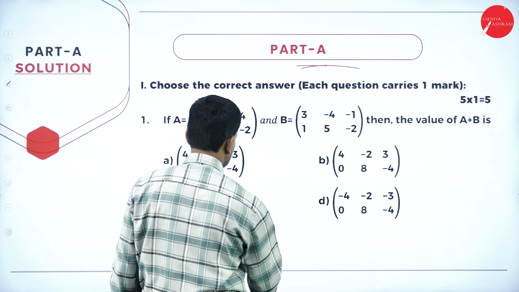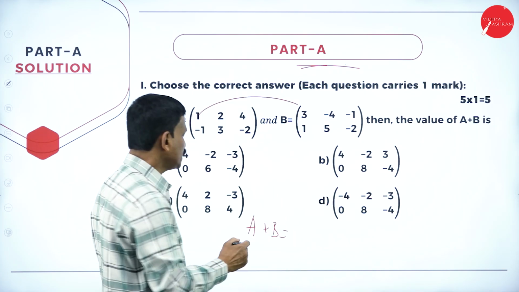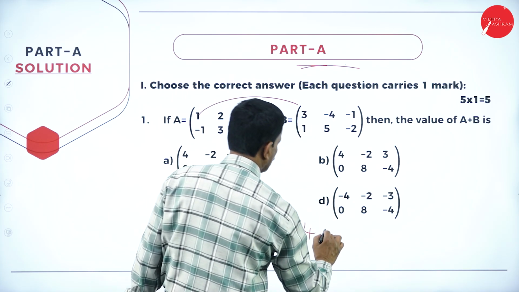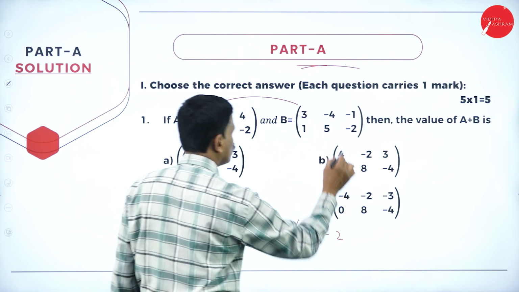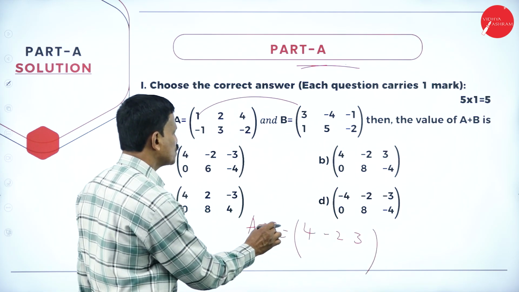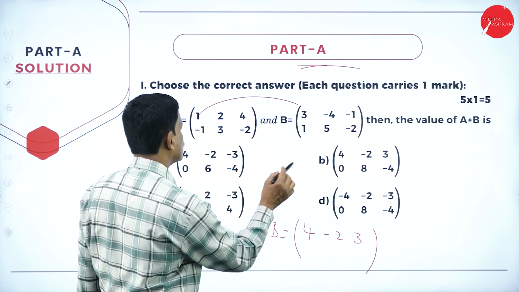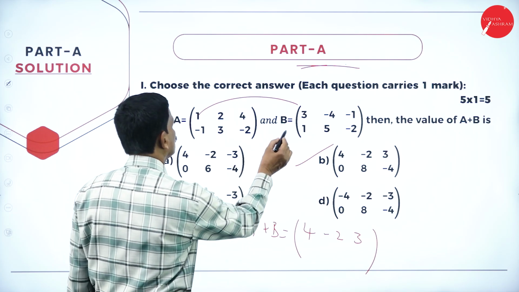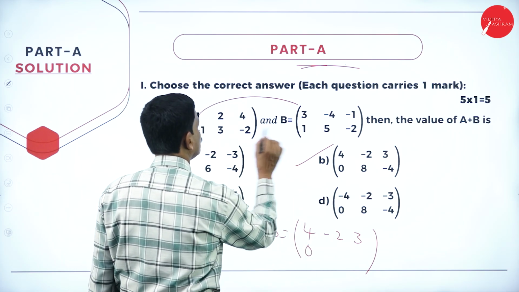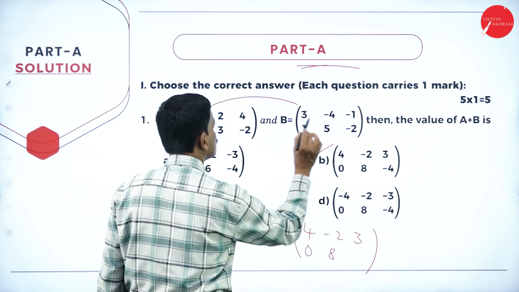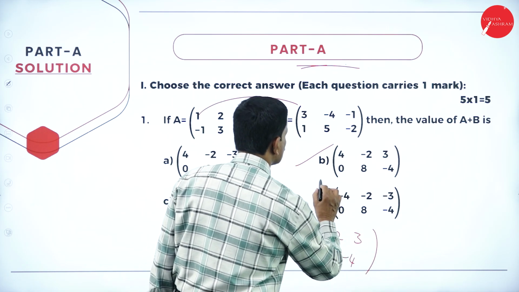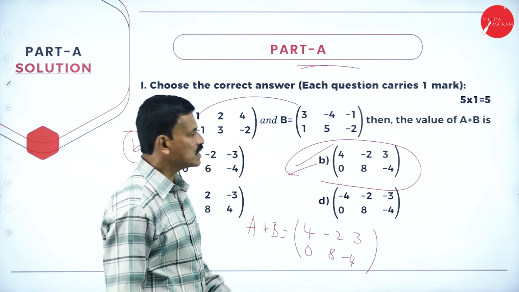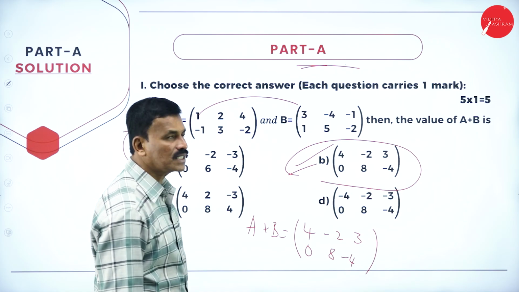Now, very simple. A plus B is equal to, add this. 1 plus 3 is 4. 2 minus 4 is minus 2. 4 minus 1 is 3. So you will get 4, minus 2, 3 as the first row. Let us go for the second row also. Minus 1 plus 1 is 0. 3 plus 5 is 8. Minus 2 minus 2 is minus 4. So this is the correct answer. The option for this is B. B is the correct answer, that is 4, minus 2, 3, 0, 8 and minus 4.